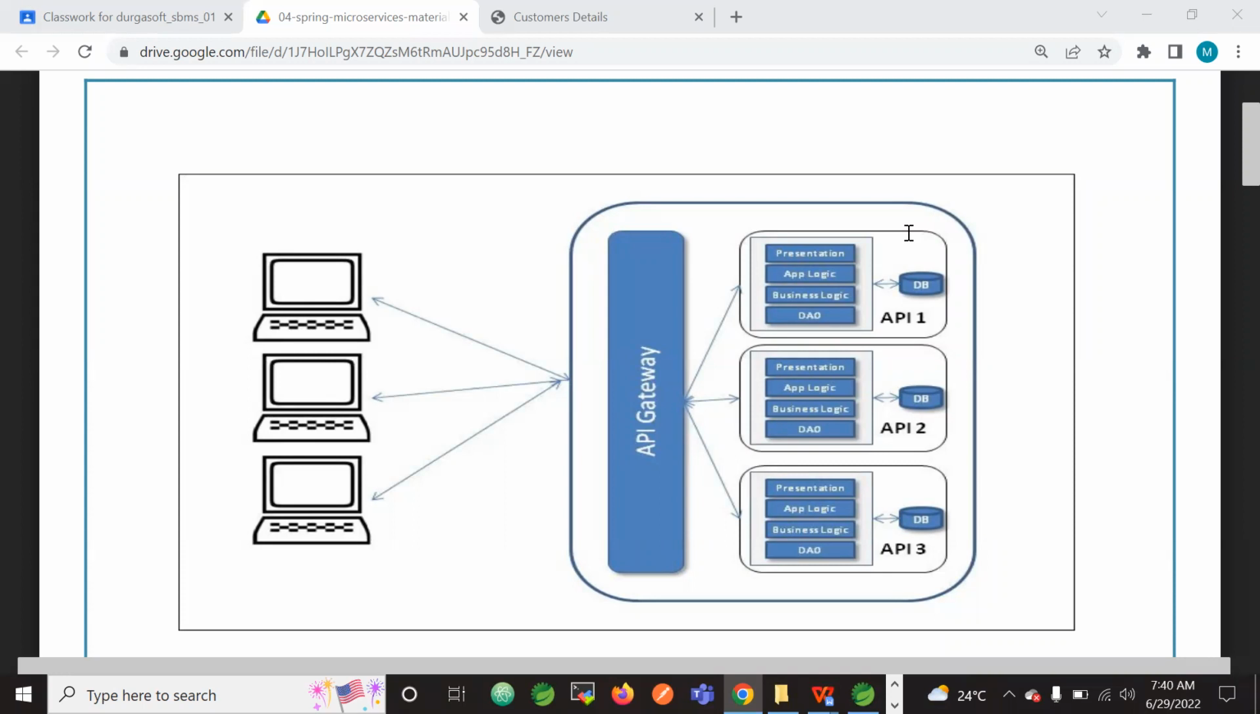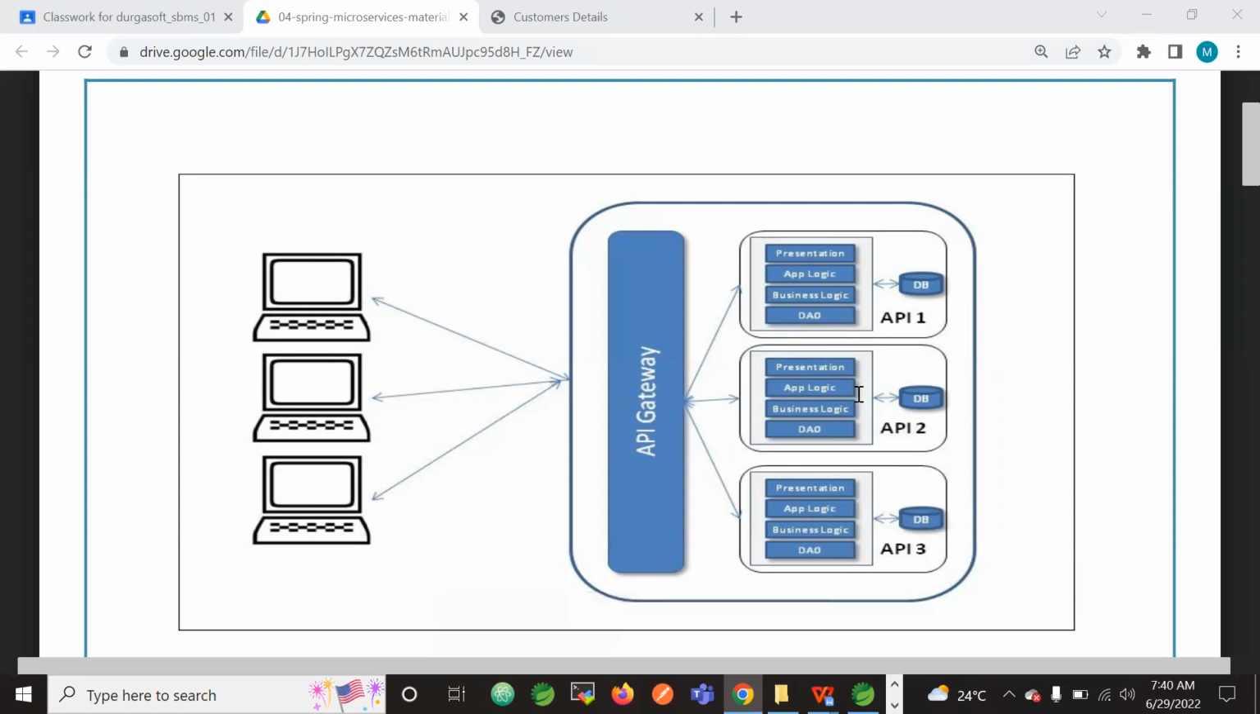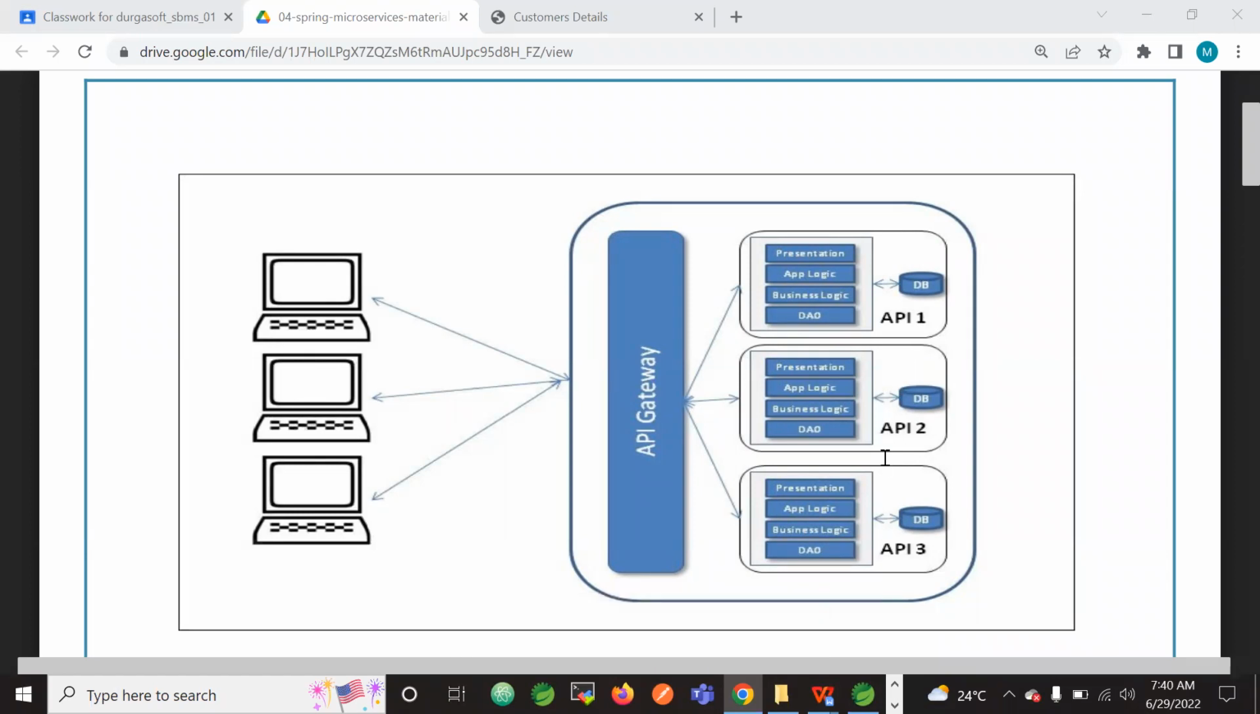Problem number one, cascading failure. As each and every application, app 1, app 2, app 3, is inside its own process boundary, that means they might run inside their own Tomcat. If app 3 goes down, no problem. App 2 and app 1 will still run because they are running in their own process boundaries. If app 1 goes down, no problem. App 2 and app 3 will still run.